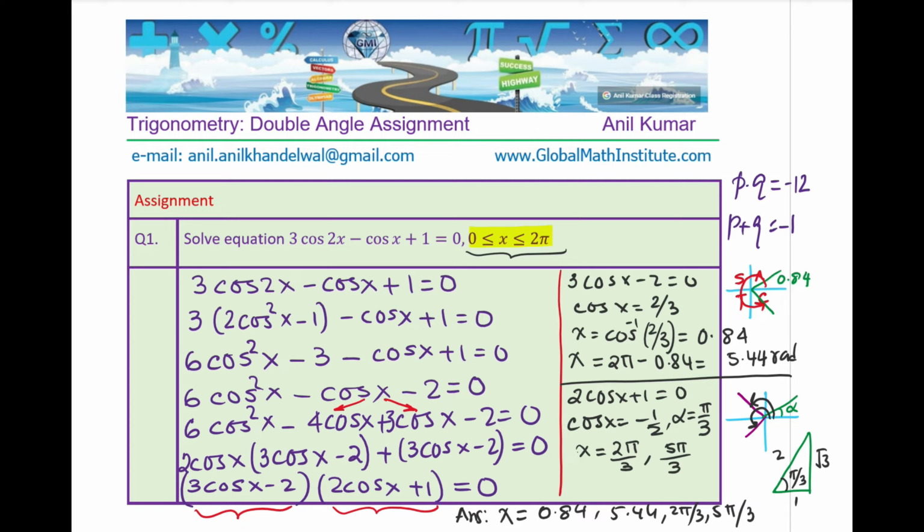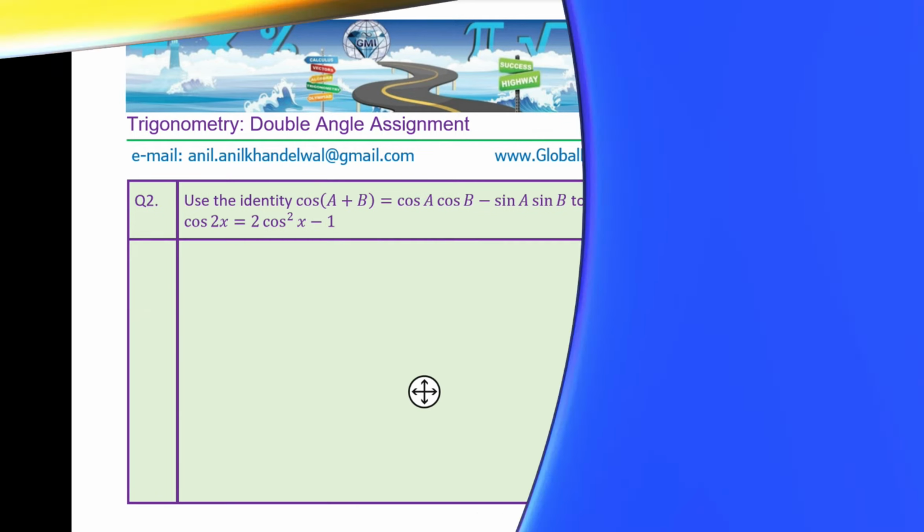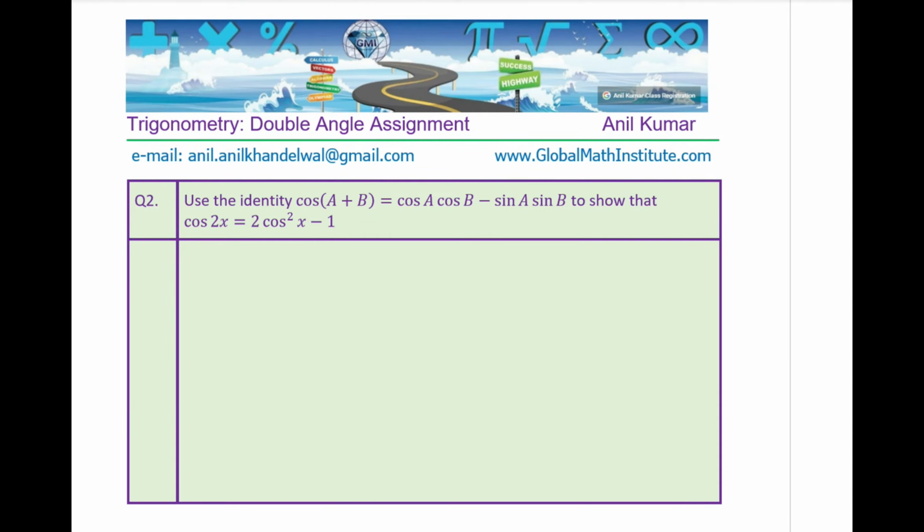Now let's look into question number 2. Use the identity cos(a plus b) equals cos a cos b minus sin a sin b to show that cos 2x equals 2 cos square x minus 1. We used this formula just now, right? But let's use this identity to show that cos 2x is that.